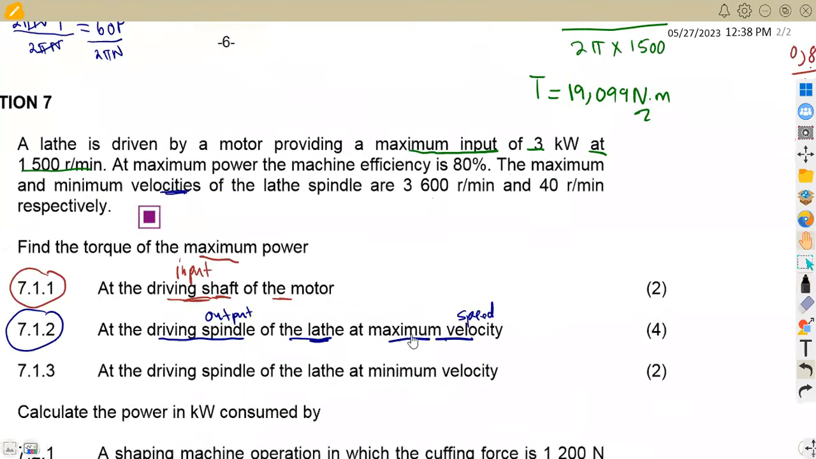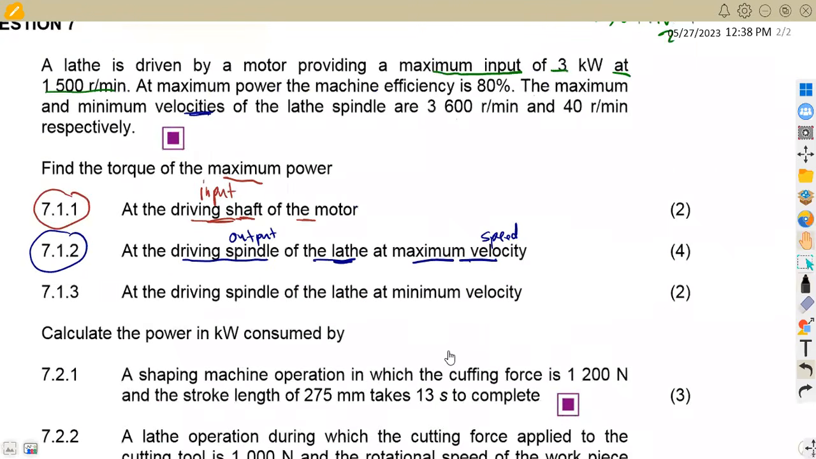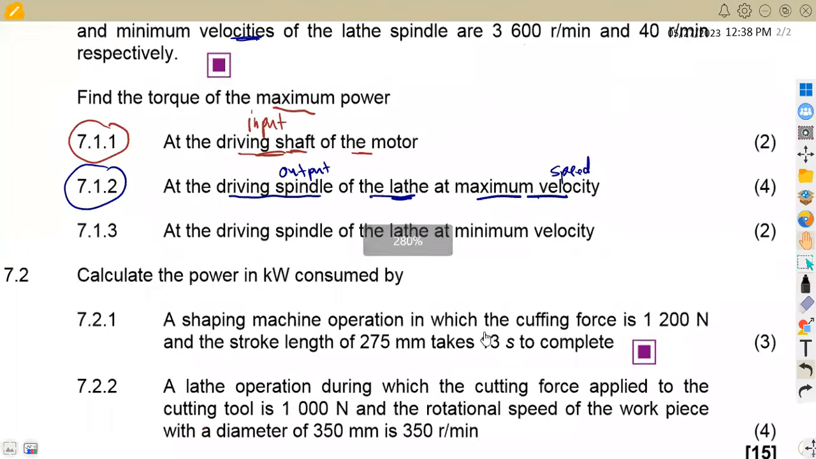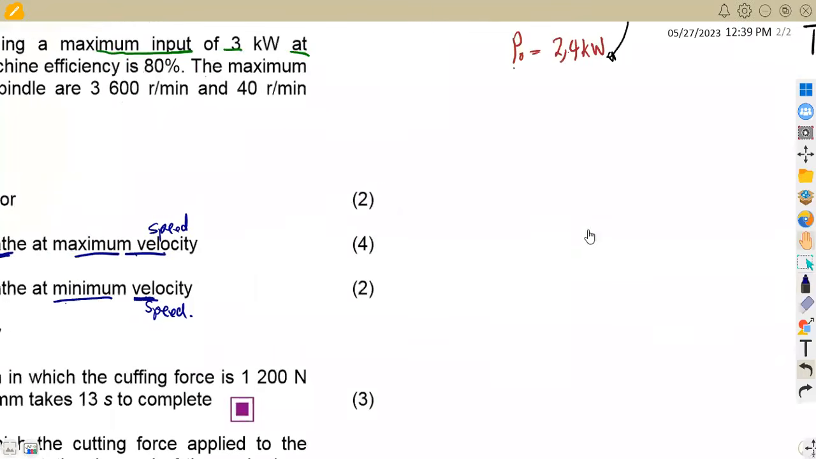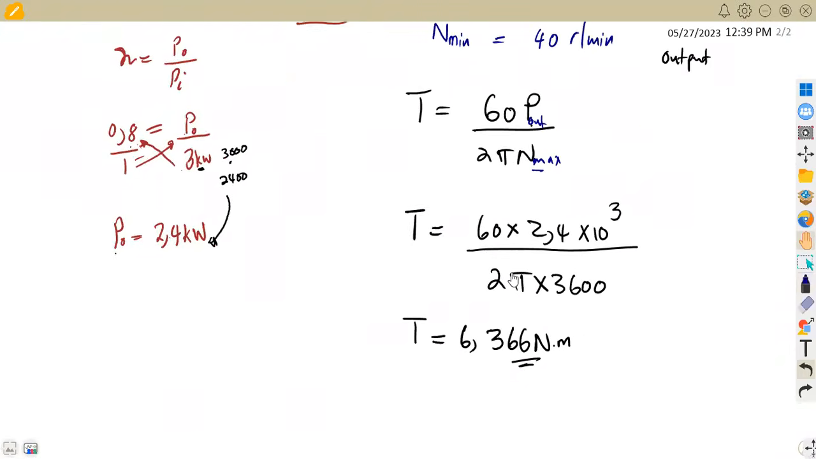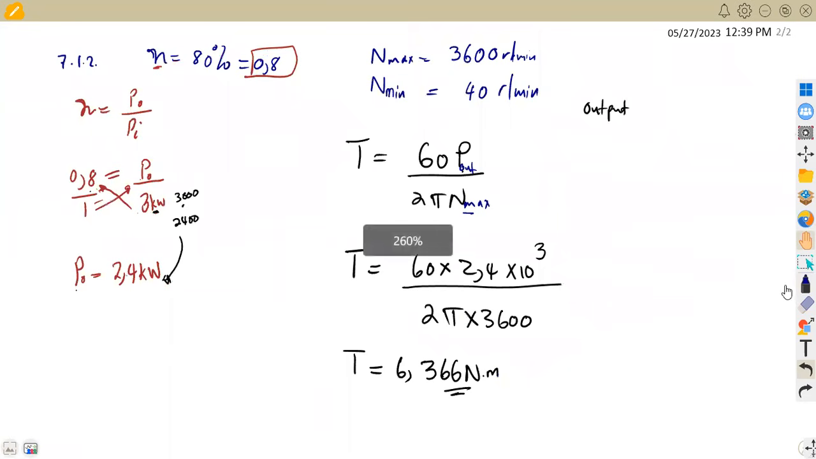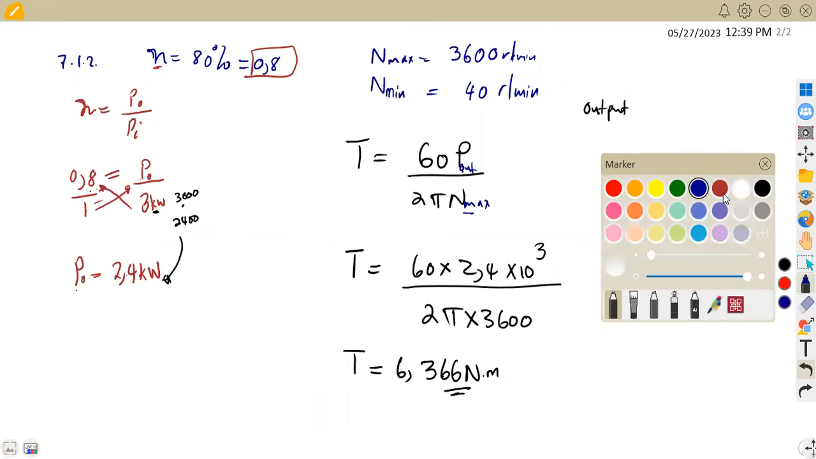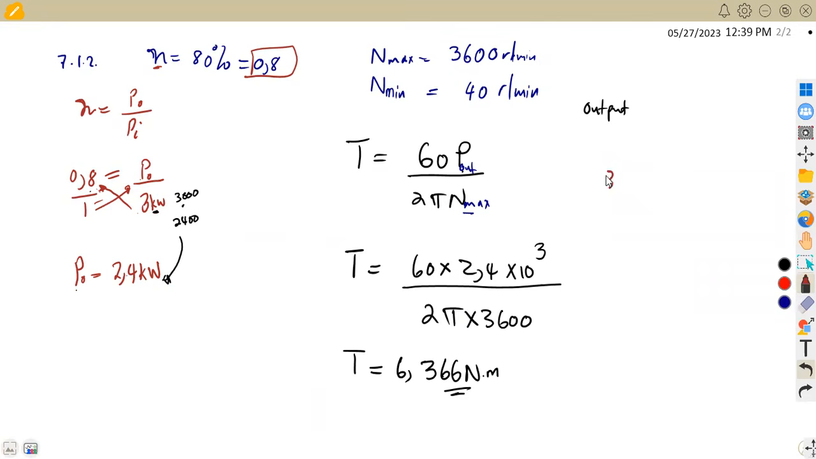If we are to consider the other part of the information, we are now given that it must be at the driving spindle again, which means we are still at the output, the driving spindle, but this time at minimum velocity, at minimum speed. So meaning the power that we calculated before is not going to change. This power, our output power, is not going to change, all right? But what is going to change is the speed, okay? So let me just have it here.